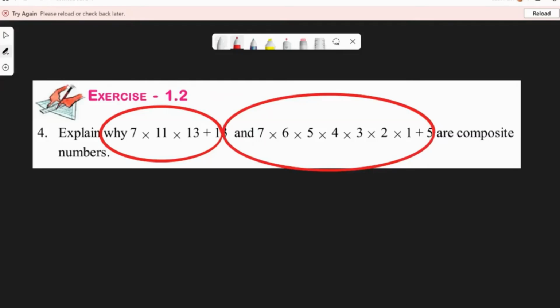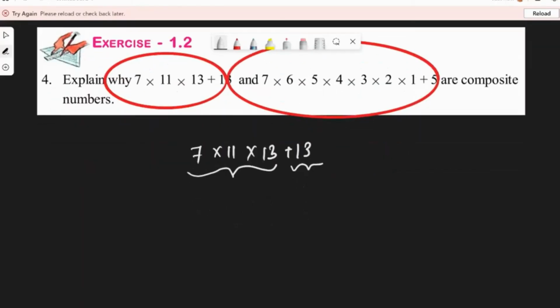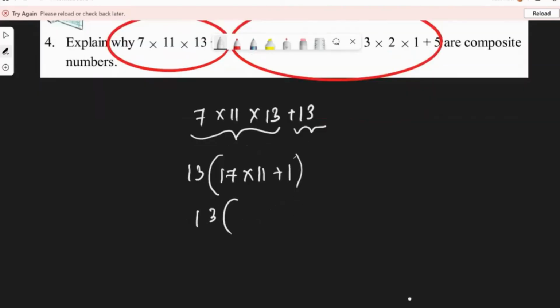So let's check the first one. The first one is 7 into 11 into 13 plus 13. As we know, terms are divided by plus and minus, and if there is division or multiplication between terms, they are the same term. So these three numbers are one term, and this is one term. Let's take 13 common from both the terms. So we get 7 into 11 plus 1. Next, it will be 13 into 77 plus 1. It will be 13 into 78.